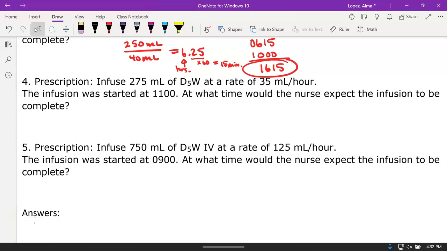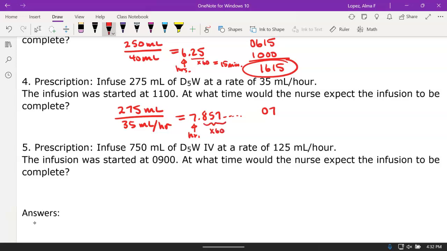Two more. Again, starting in the same way, we're going to infuse 275 milliliters, and the rate is 35 milliliters per hour. When I put that into the calculator, 275 divided by 35 gives me 7.857, blah, blah, blah. The 7 is the number of hours, so 7 hours. I need the minutes, so you're going to multiply this part by 60. Start off by subtracting the 7 so that you only have the decimal part in your calculator. Then multiply by 60. You're going to end up with 51.42, blah, blah, blah, or we're going to call it 51 minutes. I'm going to round it to whole minutes.